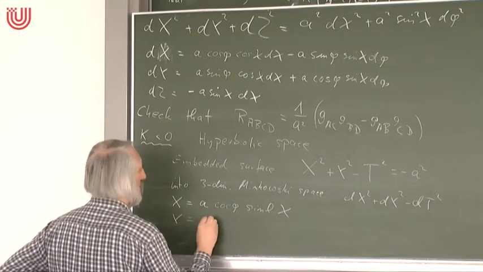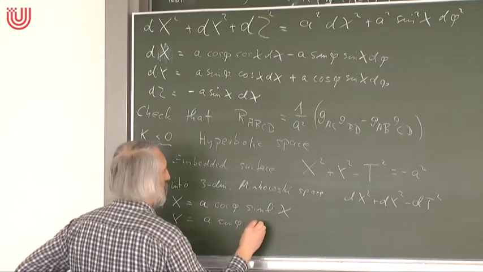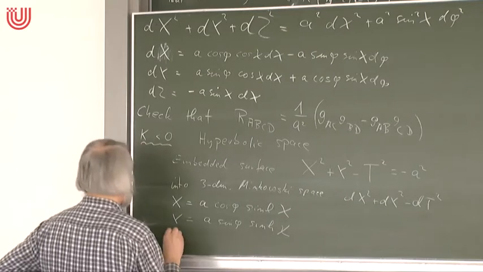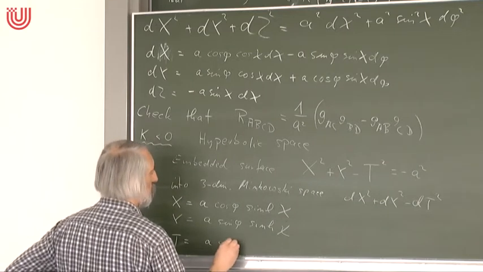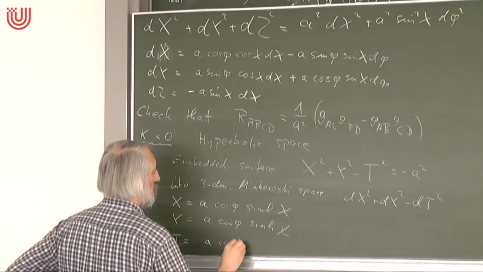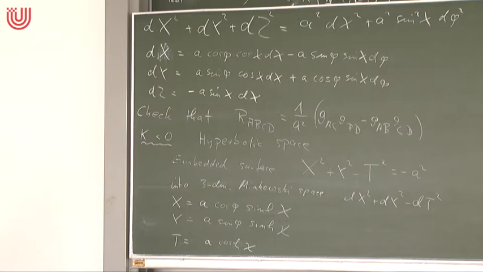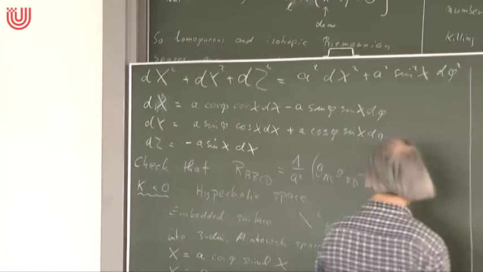And the same for y. This is with the sine. This is again sinh of chi. And the t is then a cosh of chi, right? It's the same thing, just with a. So let's check if I really got this embedding here.